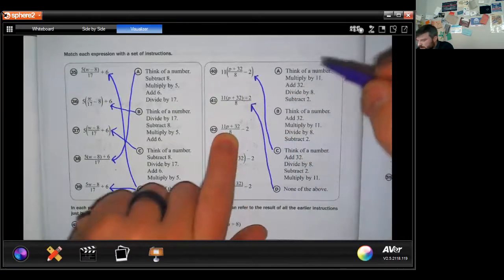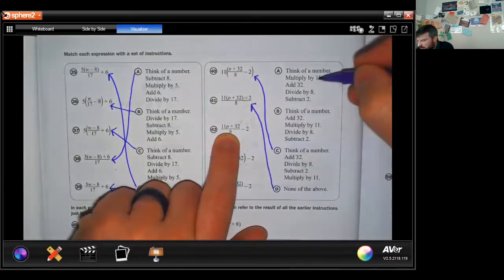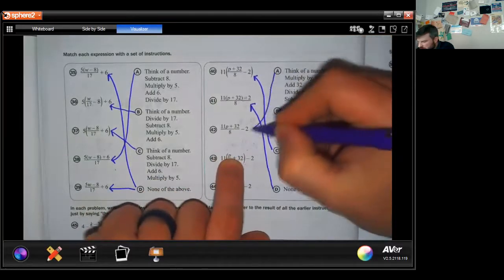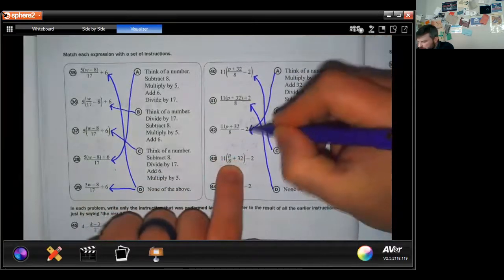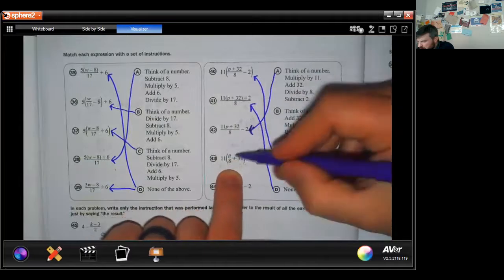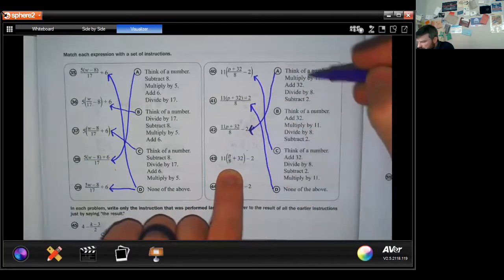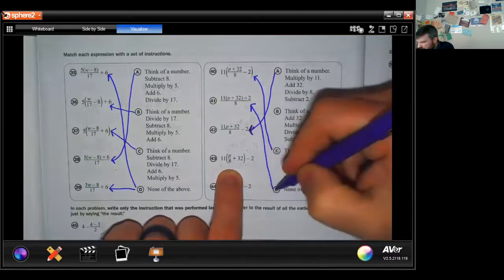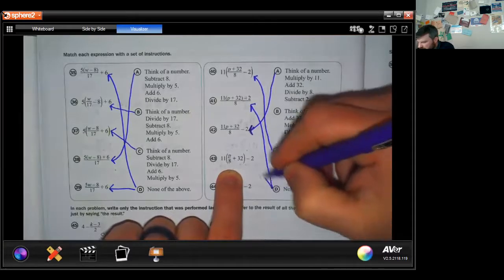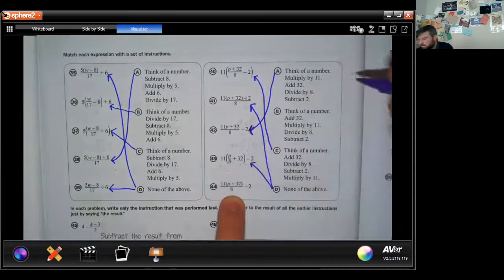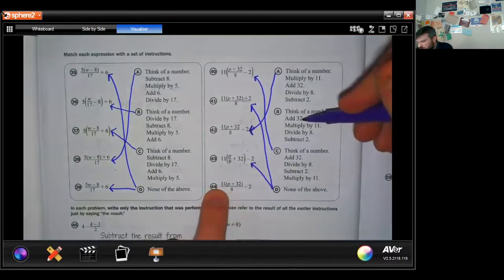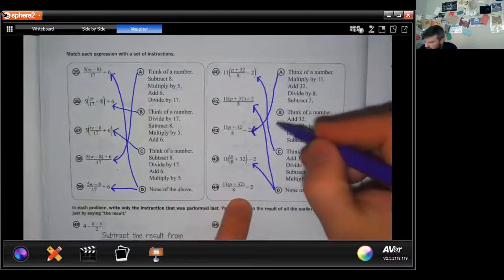Think of a number, multiply by 11. Then we added 32, divide by 8, and subtract 2. So A goes right here. Think of a number, divide by 8. Think of a number, no. None of them divide by 8 first. So that's none of the above. Think of a number, add 32, multiply by 11, divide by 8, and then subtract 2. So this one is B.